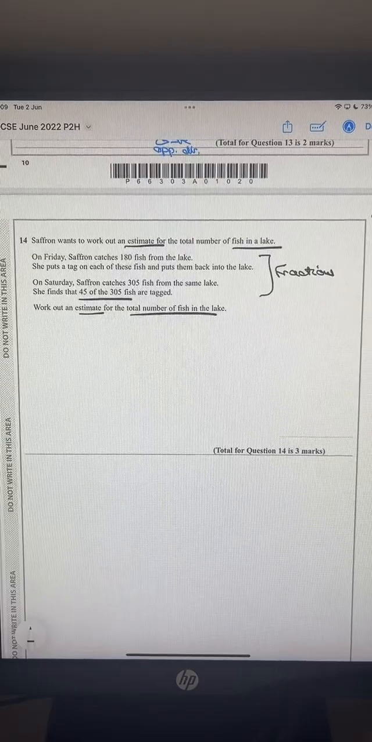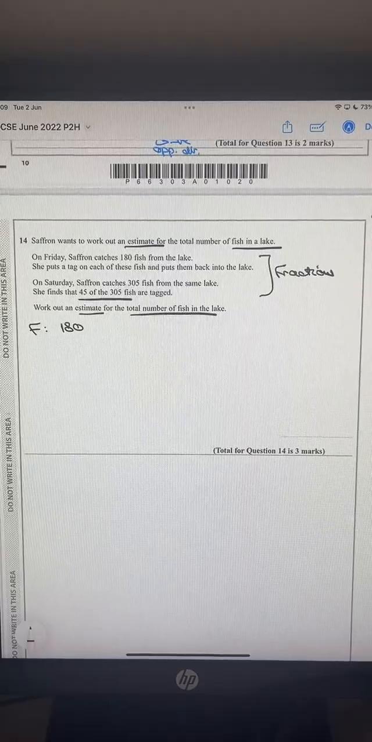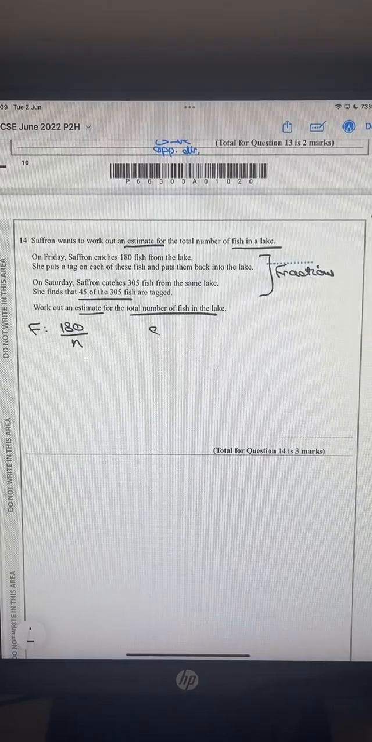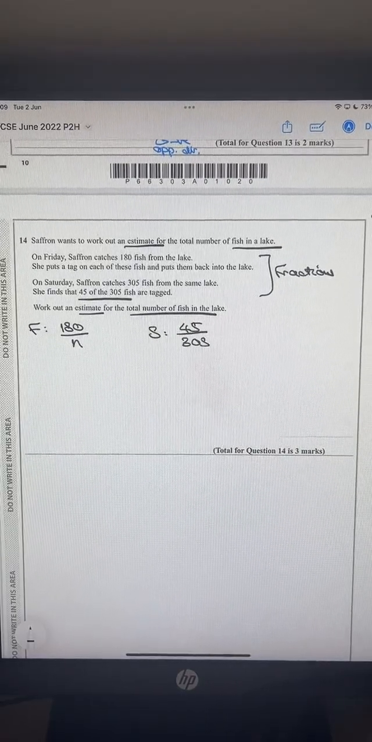So she catches 180 fish on Friday. So on Friday, she catches 180 and tags them, and I need to figure out how many total fish are in the lake. I'm just going to call my total fish N. Then on Saturday, she catches 305 and finds that 45 are tagged. So just make that as a fraction.